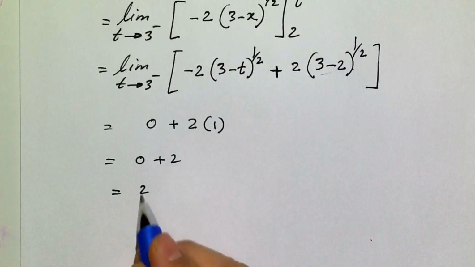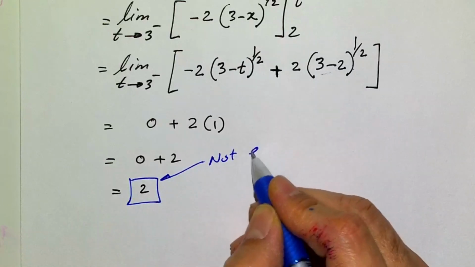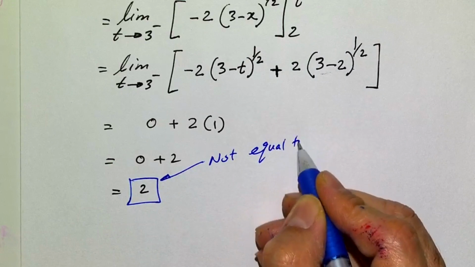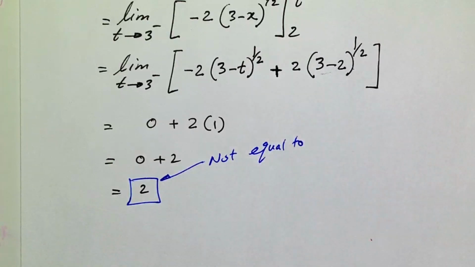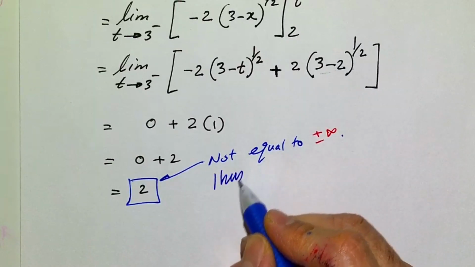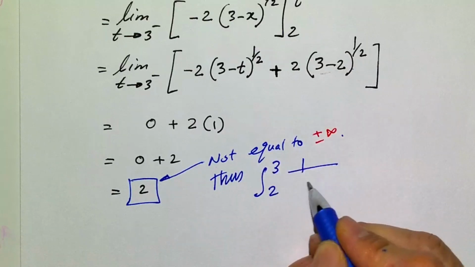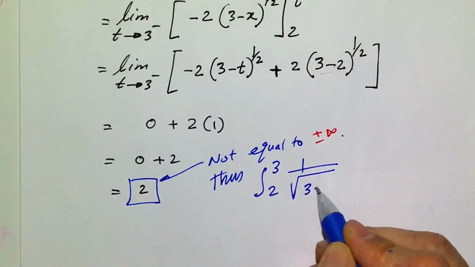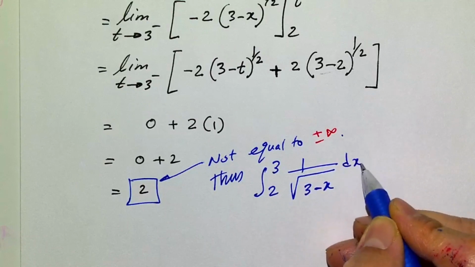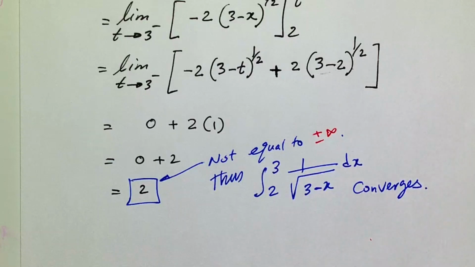All right, so we have this quantity, and it is not equal to plus or minus infinity. Thus, the integral from 2 to 3 of 1 over square root of 3 minus x dx converges. Okay.